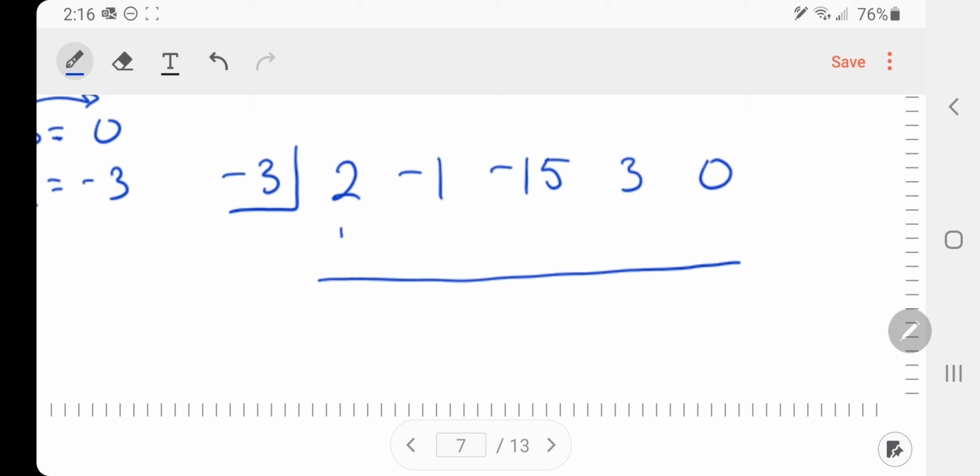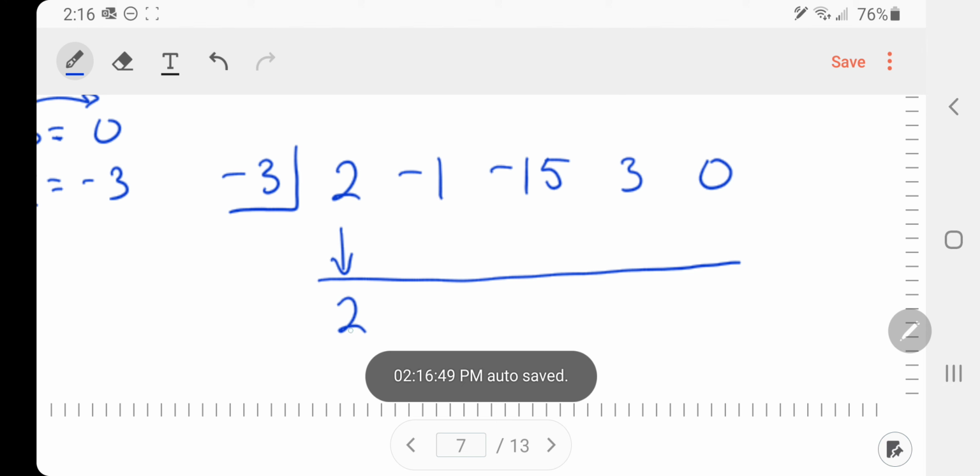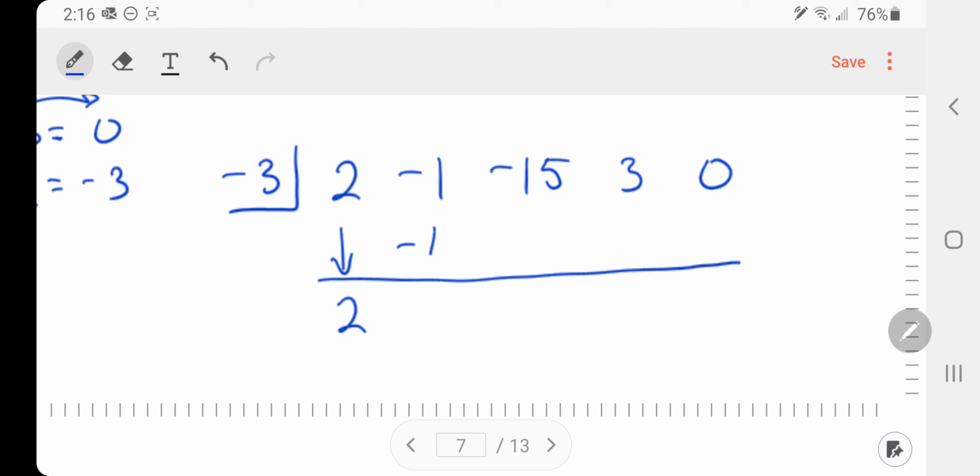All right, so the first step is to bring the 2 down. Any number below the horizontal line gets multiplied by the number in the box. Negative 3 times 2, negative 6, goes here. Numbers that are above the line get added. Negative 1 and negative 6, negative 7. And then you continue the pattern. Negative 3 times negative 7, positive 21. 21 minus 15 is 6. Negative 3 times 6, negative 18. Negative 18 plus 3, negative 15.